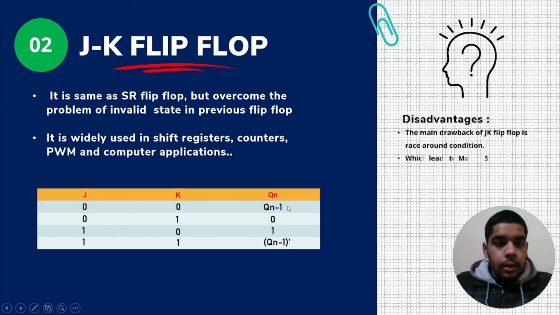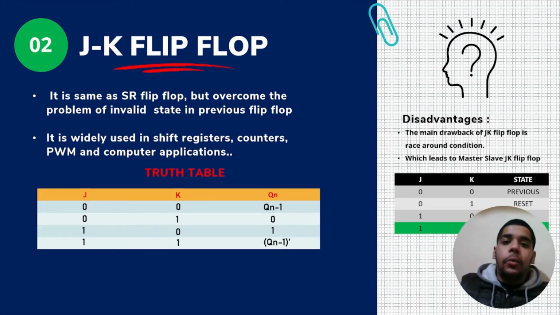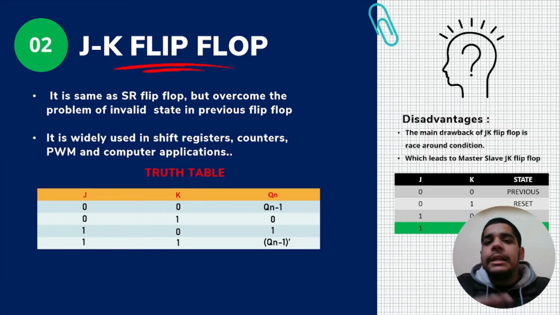That's all. But I would like to add one more thing: even now the JK flip-flop shows an output on 1 and 1, but it has a disadvantage that it toggles so very fast that it is not able to remain at the output for a particular time. This is called the race around condition problem in the JK flip-flop, which makes us construct a master-slave JK flip-flop.